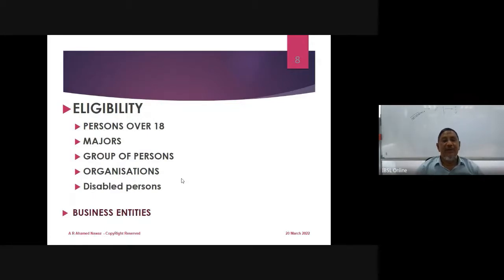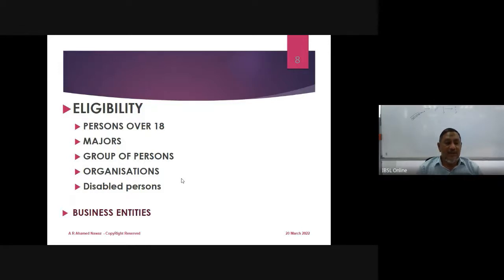Let's see what the eligibility criteria are for opening an account in the bank. Any person over 18 years can open an account, because according to the Majority Act of Sri Lanka, persons over 18 are considered majors, elders. They are entitled, so there is no upper limit for opening accounts. Any person over 18, the upper limit is not there. Anybody, right? Then a group of persons can operate joint accounts, and organizations. We'll discuss later what these organizations are, and disabled persons are also eligible to open an account.